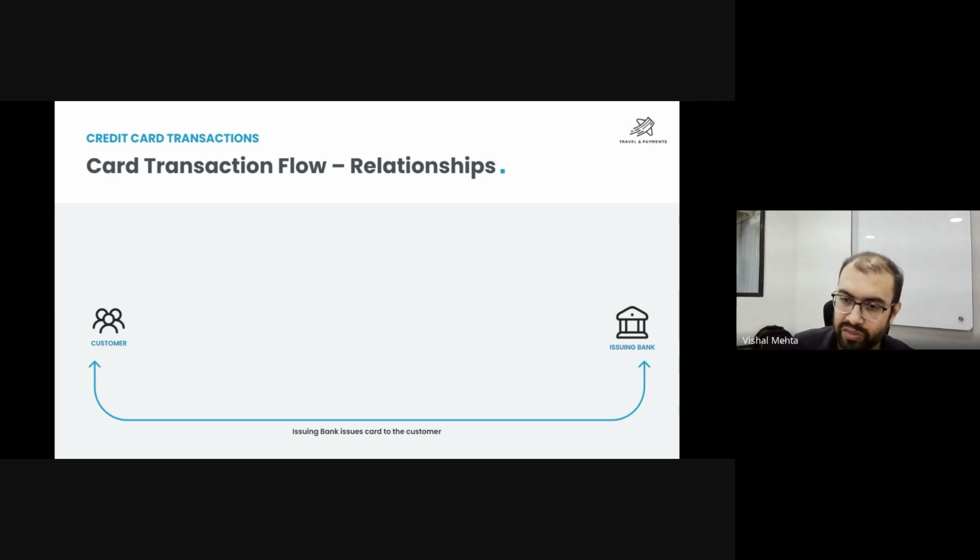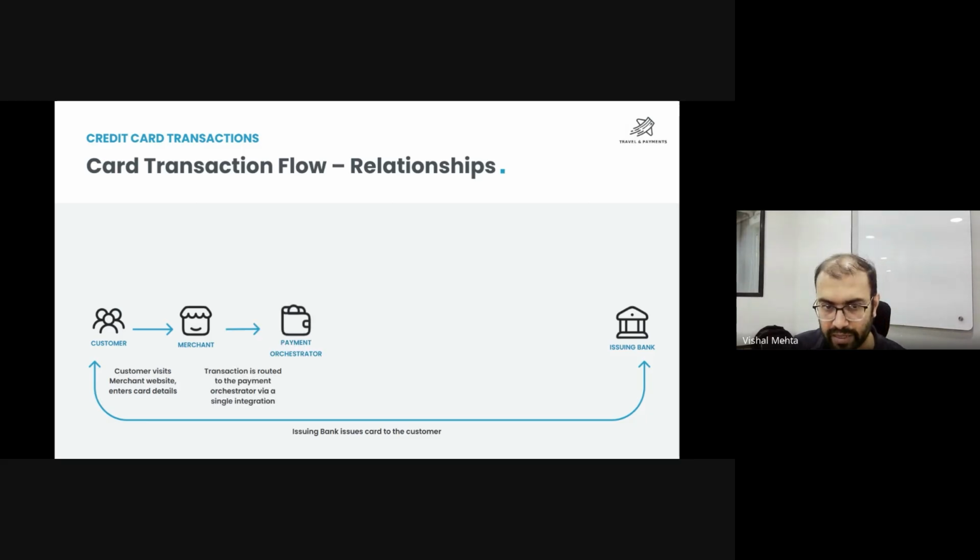So what's the first step in order for any card transaction to happen? The consumer needs to have some form of card, whether it's a credit, debit, prepaid, or charge card. And that card is issued by the issuing bank, which is also called the issuer. So the first step is essentially the issuer issuing a card to the customer. Then the customer would typically visit the merchant website and enter the card details.